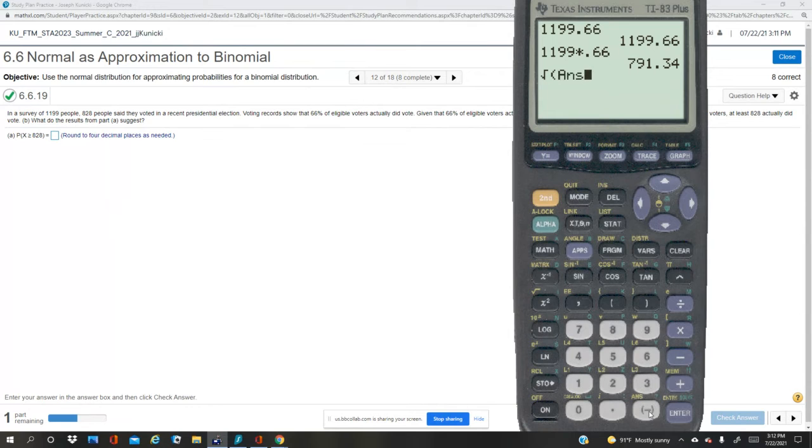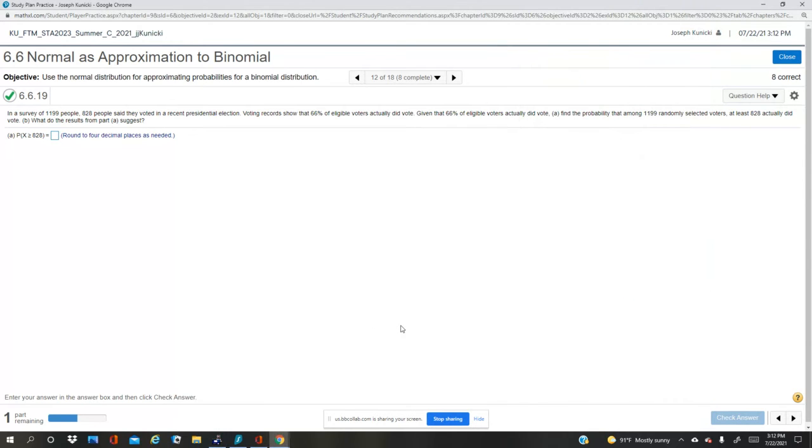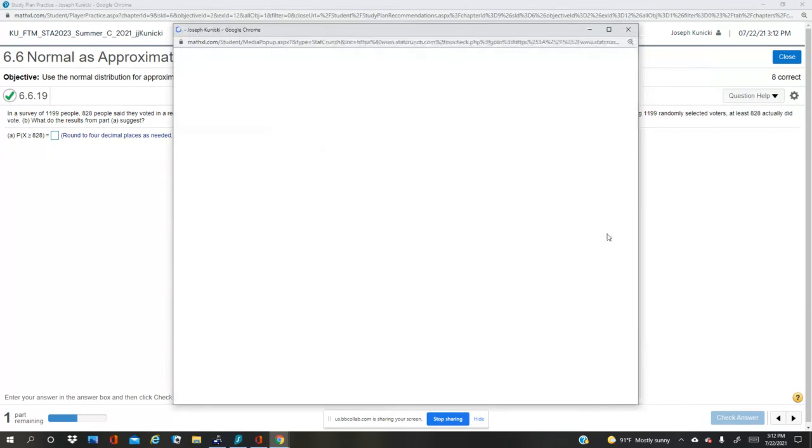I'll do second answer, which is 791.34, times Q, which is 0.34. If 66% voted, 34% didn't. So sigma is 16.403. We'll do 3 decimal places, should be sufficient. So remember, we wanted the probability on the normal that x is greater than or equal to 828. So we have to drop back a half unit. To include 828, we have to go half a unit back between 827 and 828 on the normal. It's continuity correction.